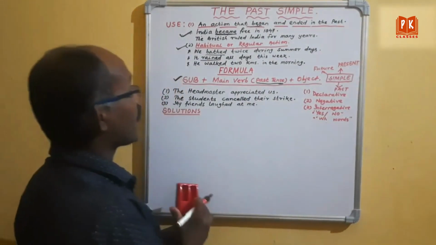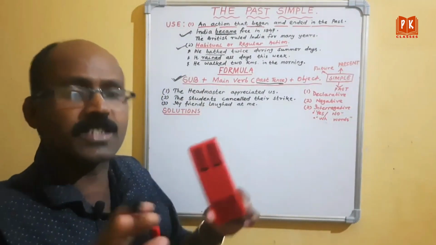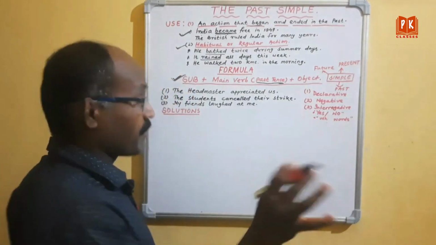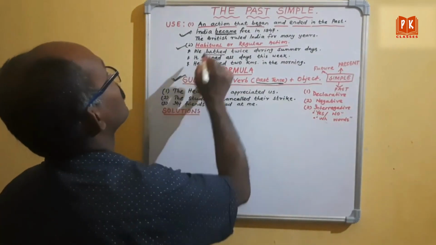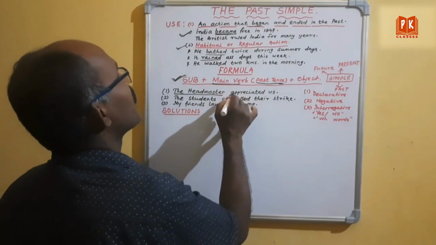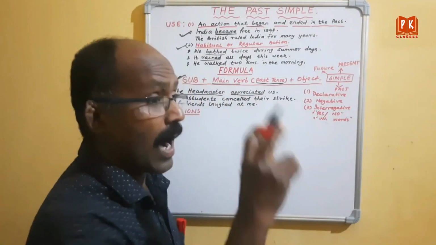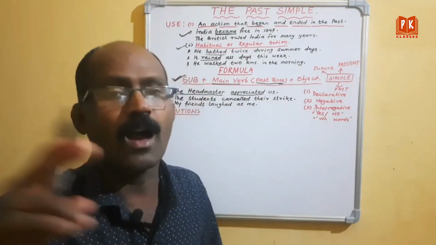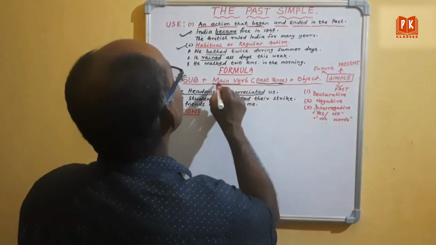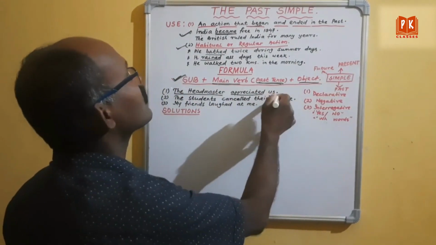Now come to the formula. You know formula. In present simple you have read this formula, and here the same formula. No change of the formula in past tense. But the difference is that subject, the headmaster, subject. Then main verb appreciated. But as we are discussing about the past tense, so appreciated is the middle one. Past tense, appreciated. So main verb, past tense. Clear? Then object or complement us.